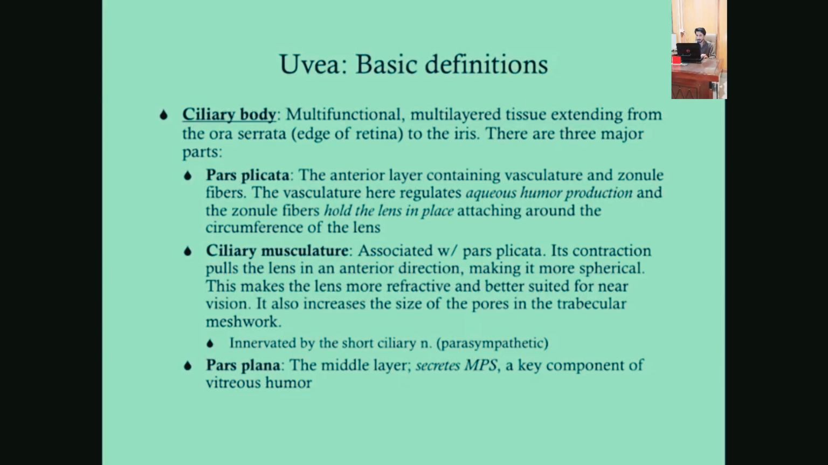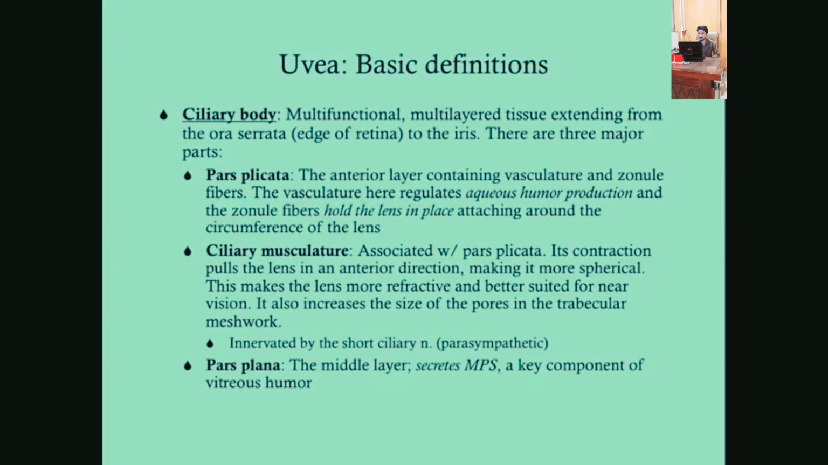So you have the pars plicata, which is the most anterior layer. It contains vasculature, as well as those zonular fibers, which connect the ciliary body to the lens and allow the ciliary body to manipulate the shape of the lens, as well as hold the lens in place. The vasculature in the pars plicata regulates aqueous humor production, and that's also where you get your aqueous humor from. So it's just fluid coming out of the vasculature right there.